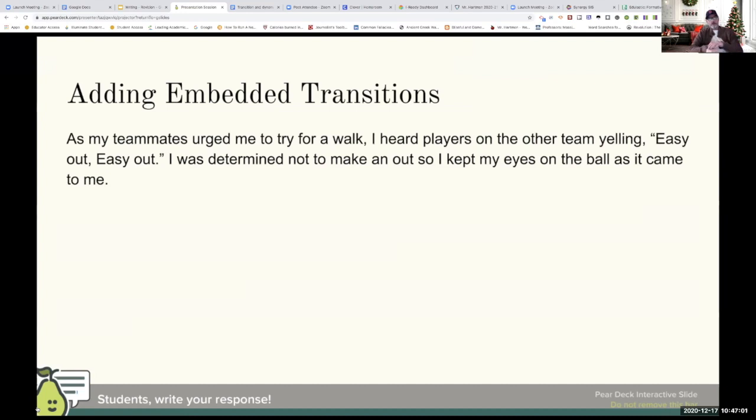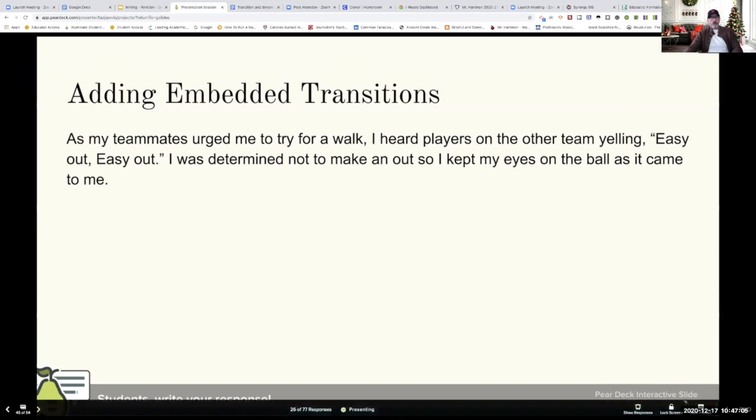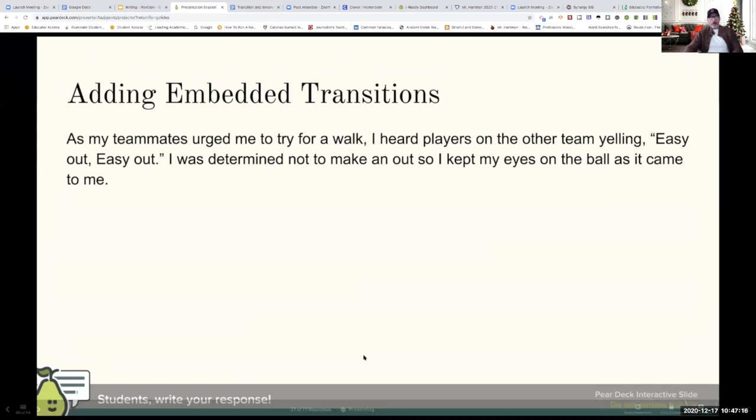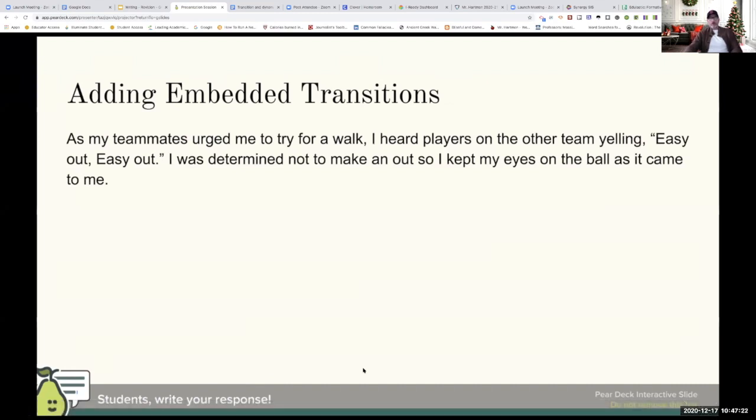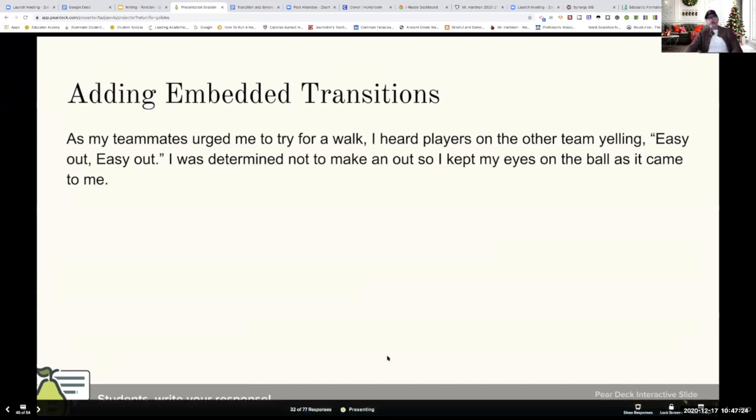We'll take another minute here. So, one transitional phrase, one transition word. I'd like to see 50 responses. Whether or not you get it correct, I'm not concerned with that. I just want to see people giving it a genuine effort.